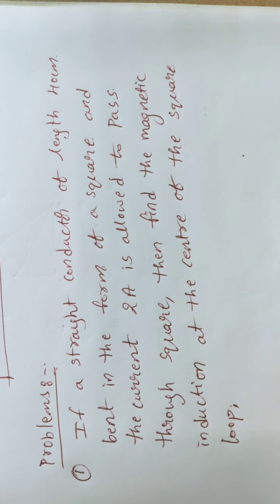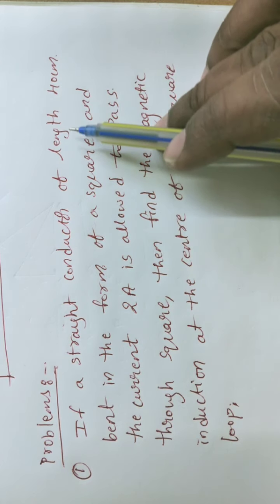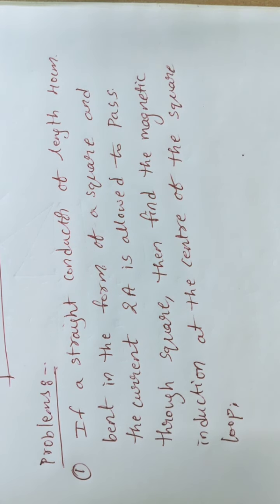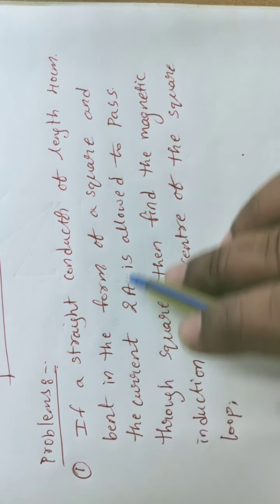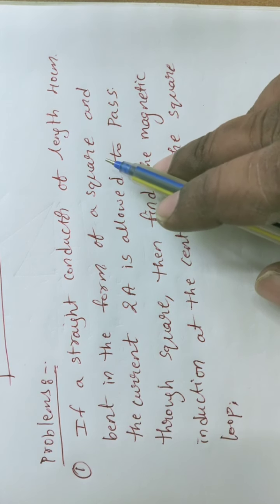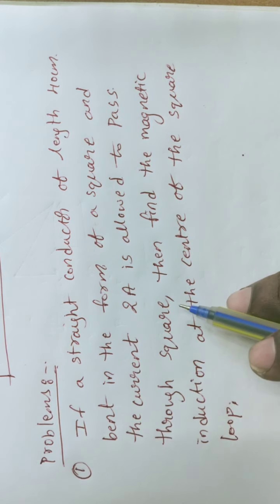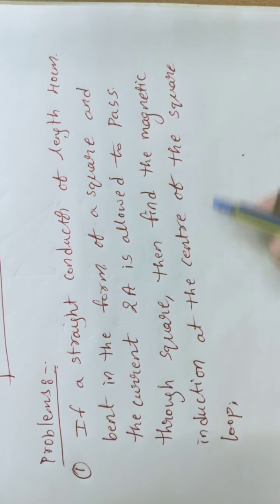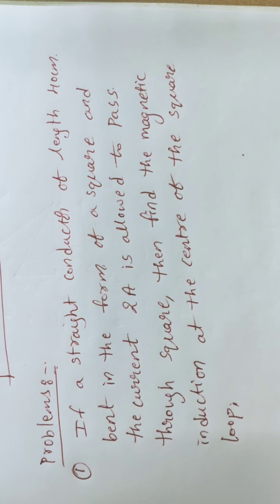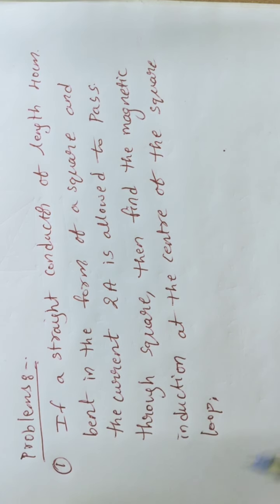This is the given problem for you, students. Listen carefully. If a straight conductor of length 40 centimeter is bent in the form of a square, and a current of 2 ampere is allowed to pass through the square, then find the magnetic induction at the center of the square loop. So what total length is given, students?